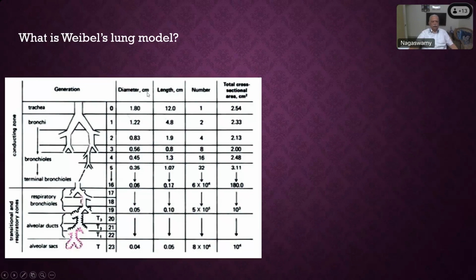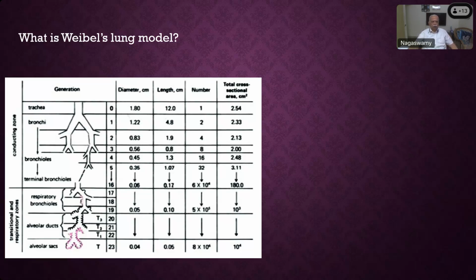If you see the diameter, the size goes on decreasing and goes up to 0.04. The length also goes on decreasing, but the number goes on increasing because they divide. What is the division called? Is there any special name to describe how they divide?